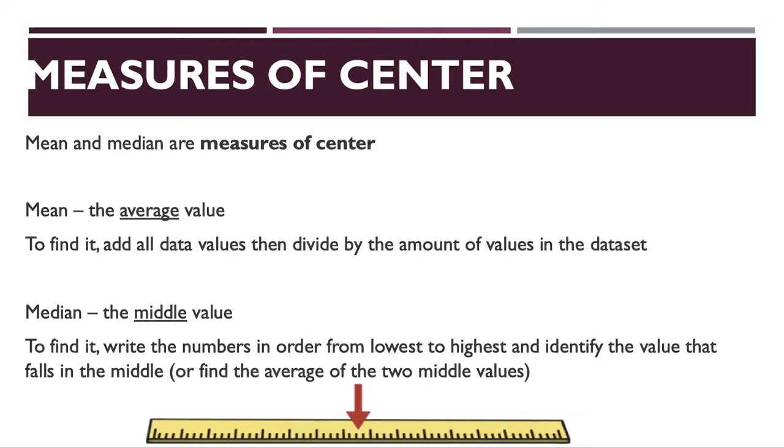Median is the middle value in the data set. And to find it, you write all the numbers in order from lowest to highest, and you identify the value that falls exactly in the middle. If you have two values that fall exactly in the middle, then you find the average of those two middle values.